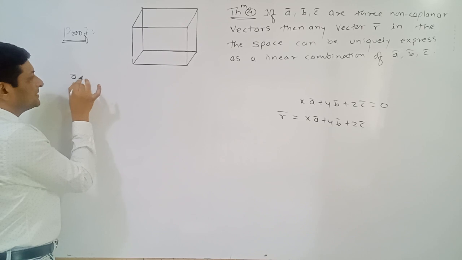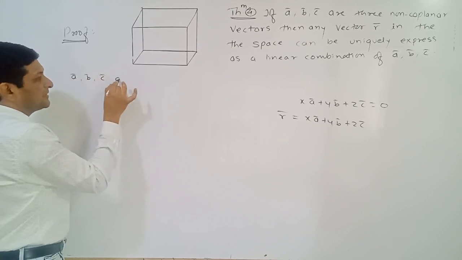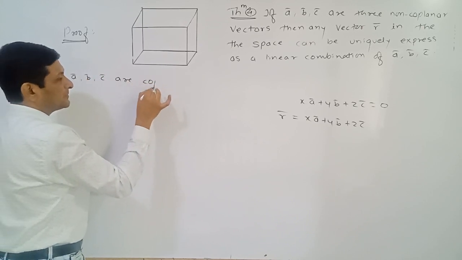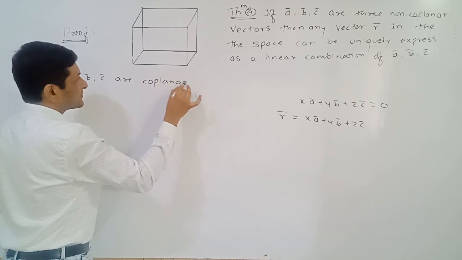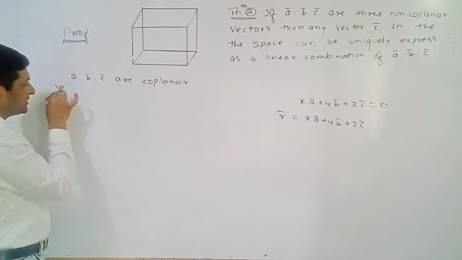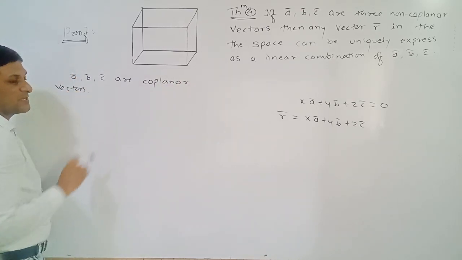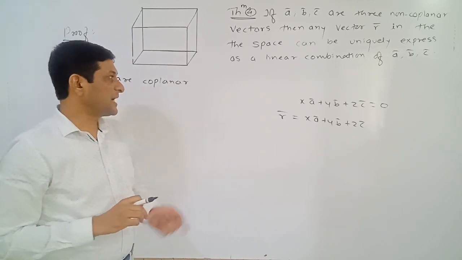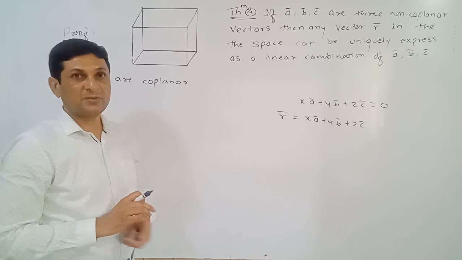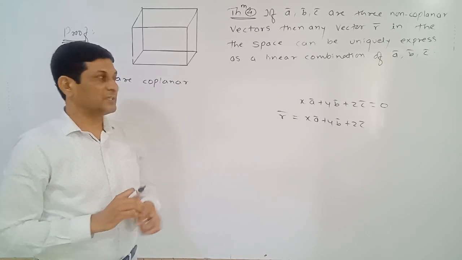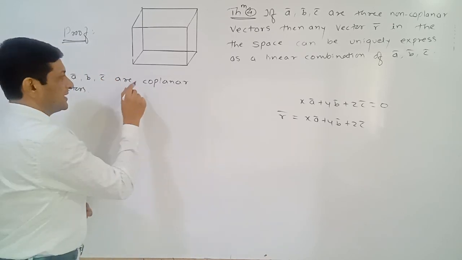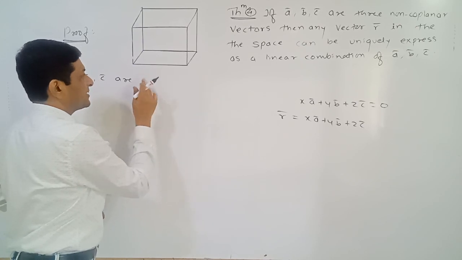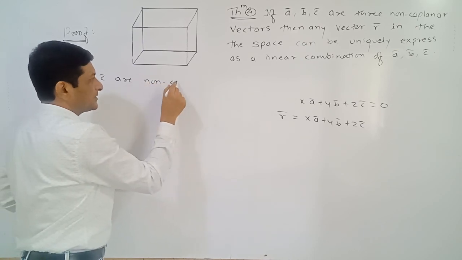It is given to us that these three vectors are coplanar. Now we are trying to construct a figure which satisfies this condition, that these three vectors are coplanar. Sorry, these three vectors are non-coplanar. A bar, B bar, C bar are non-coplanar vectors.